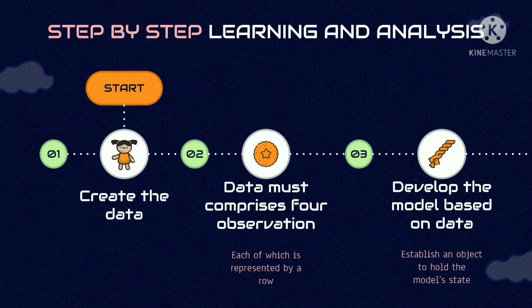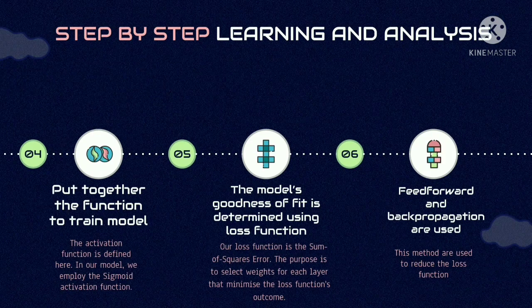Next, step-by-step learning and analysis. For the first step, we need to create the data. In this case, we use our own data, but in certain cases, we can also use data from the internet. For the second step, we must ensure that the data comprises suitable observations, and in our case, we use 4 observations. For the third step, we need to develop the model based on the data. Next, we put together all the functions that we need to train the model, and in our case, we only need to use the sigmoid learning activation function.